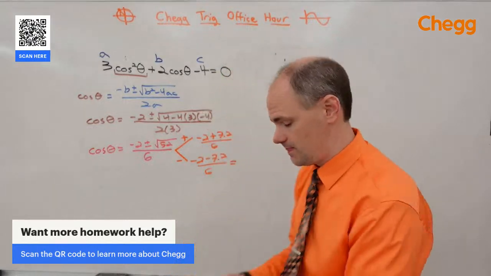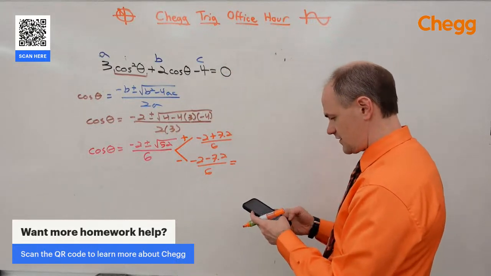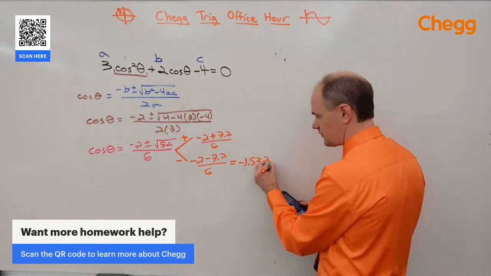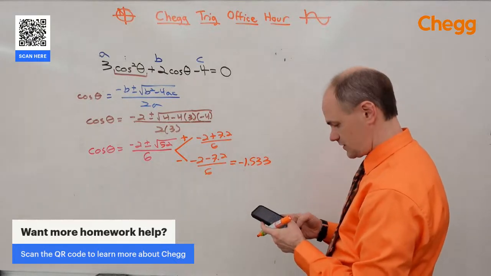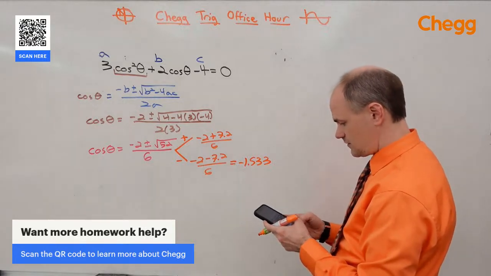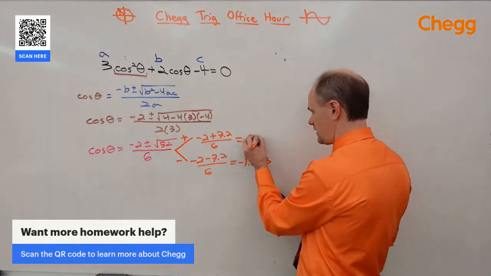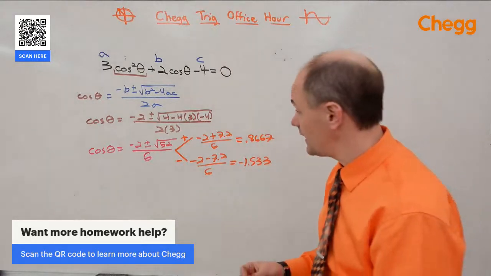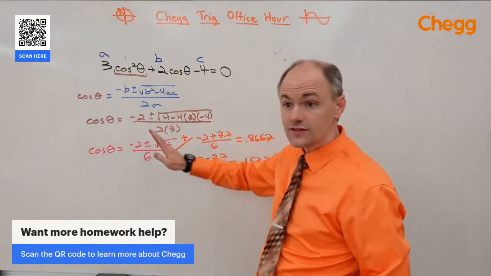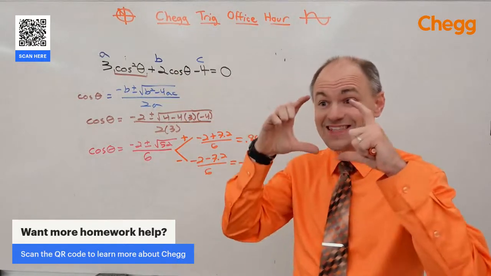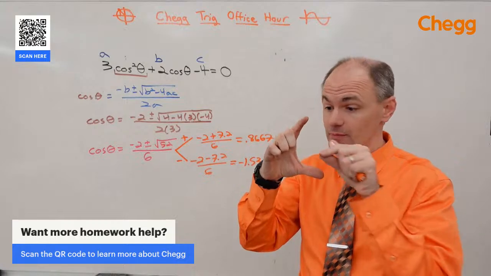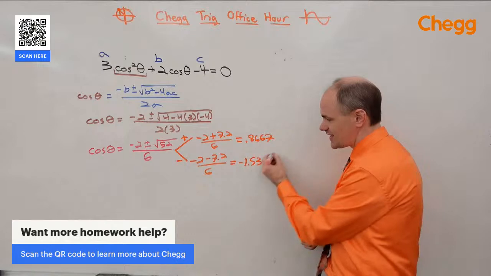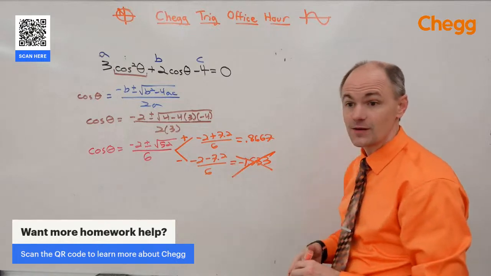Going back to my calculator. -2 minus 7.2 divided by 6 is -1.533. -2 plus 7.2 divided by 6 is 0.8667. Now remember, cosine values oscillate between -1 and 1. It is the x coordinate on the unit circle. The biggest x coordinate you can get is +1 or -1. This last one is outside of that domain, so we're going to dump it.